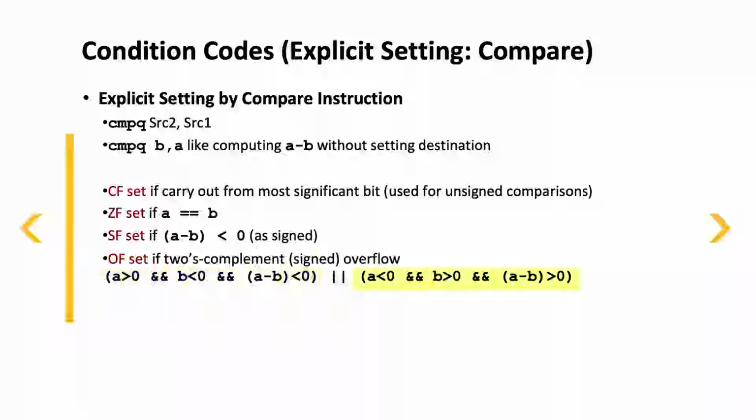On the other hand, if A is less than 0 and B is greater than 0, then A minus B should definitely give us a negative number. If that ends up being positive, then we know something weird must have happened, and that's the kind of thing that happens when we have overflow with 2's complement.